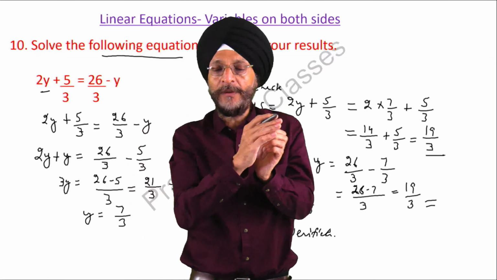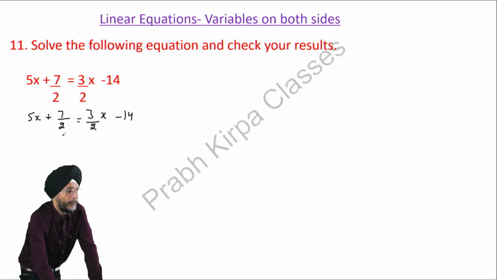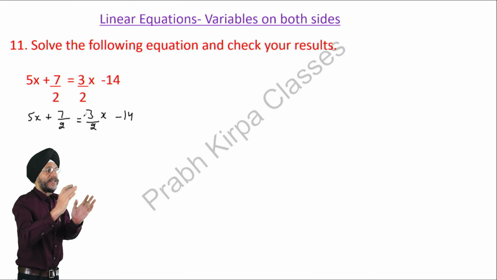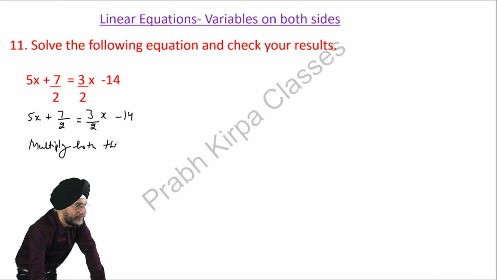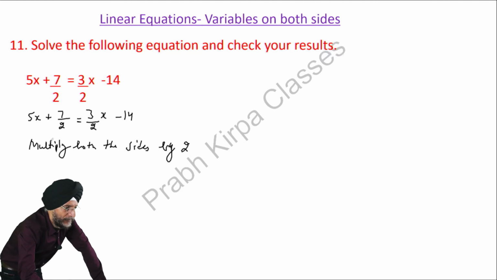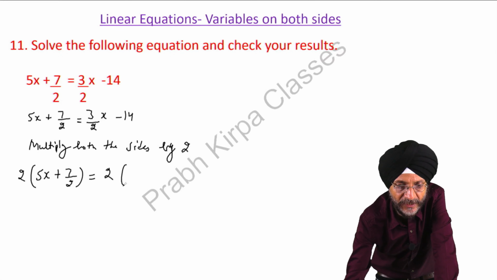So first of all we will write this as it is, (5x + 7)/2 = 3x/2 - 14, because on both the sides there is a number which is dividing the figure by 2, so we will multiply both the sides, that is left hand side and right hand side, by 2, so that we can solve the question simply. So if we multiply left hand side it becomes this, if we multiply right hand side it becomes this.